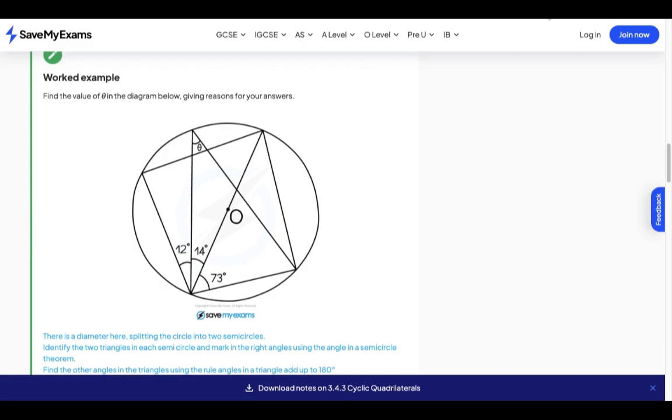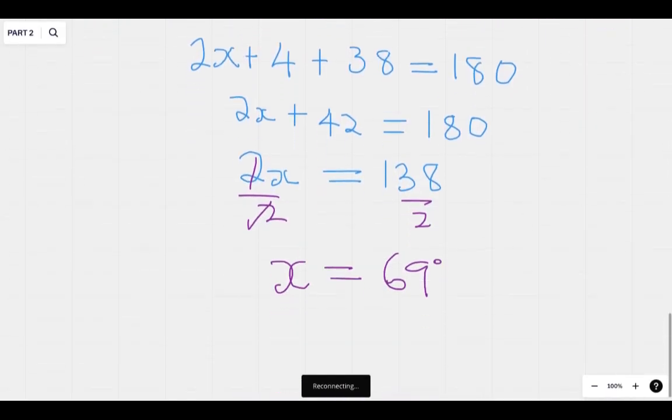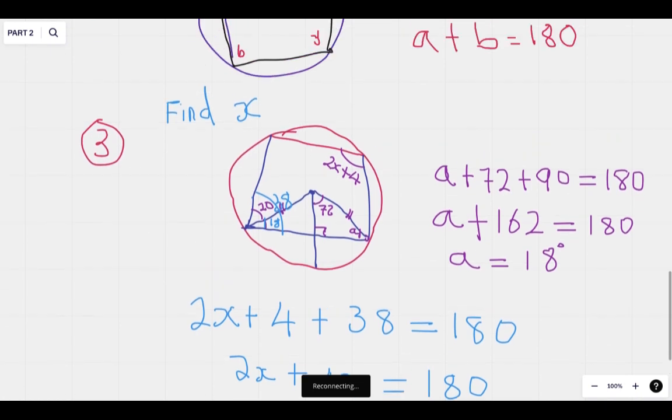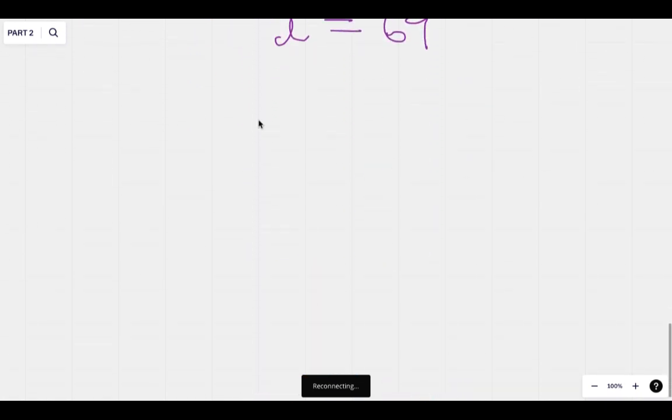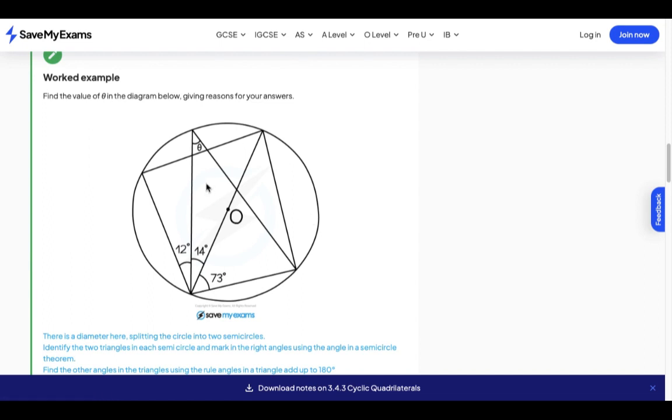Now let's see. Question number 4. Wait just a minute. It's reconnecting. Okay, while it's reconnecting, we keep our explanation.